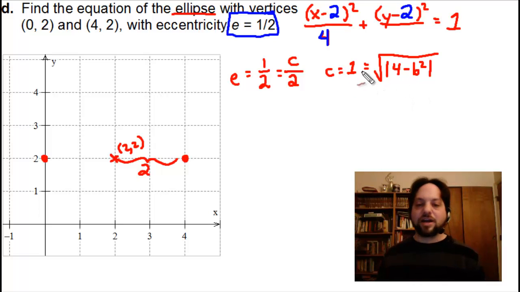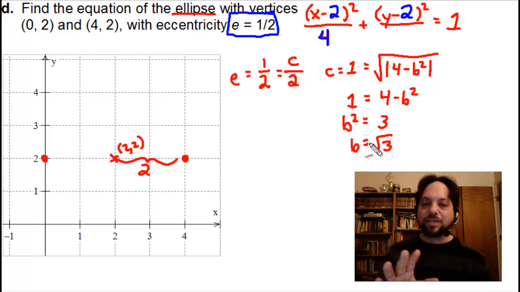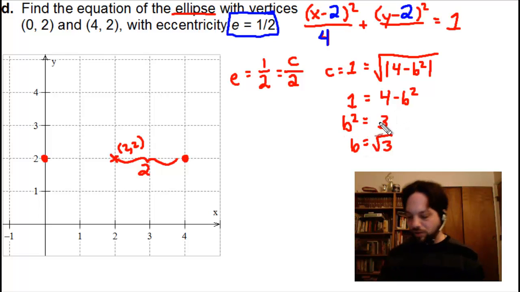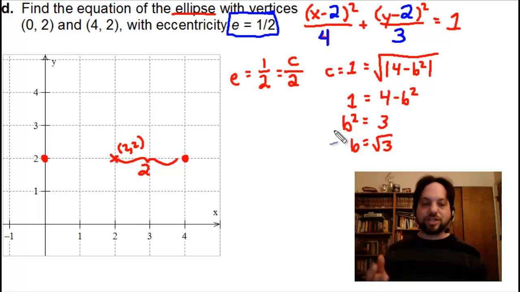And if I have that, let me go ahead and do a little math here. If I square both sides, I'll have 1 equals 4 minus b squared. And you can do a little bit of math here. We'll get that b squared is 3, and so b must be the square root of 3. Now, of course, I didn't need to really go all that far, because it's the b squared that I needed anyhow. B squared is 3. Well, I'm going to go ahead and put that right there. And that gives me all the information I need.